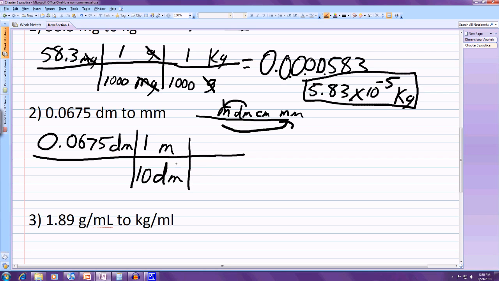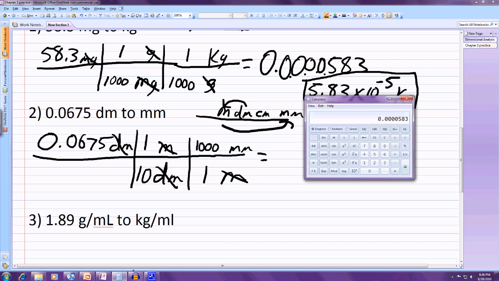Okay, so decimeters now cancels. From there, we want to go from meters to millimeters. So in meters we want it to cancel. We want millimeters to be our final unit. Meters cancels. So in 1 meter there are 1,000 millimeters. Okay, so let's get out the calculator again for that.